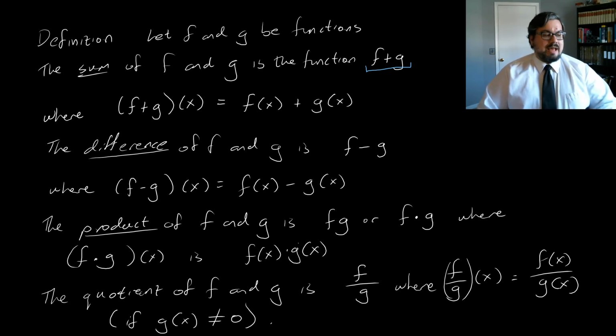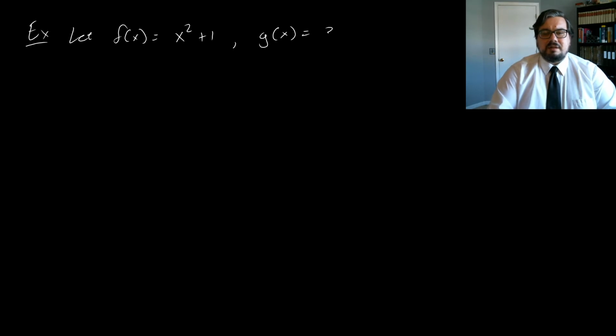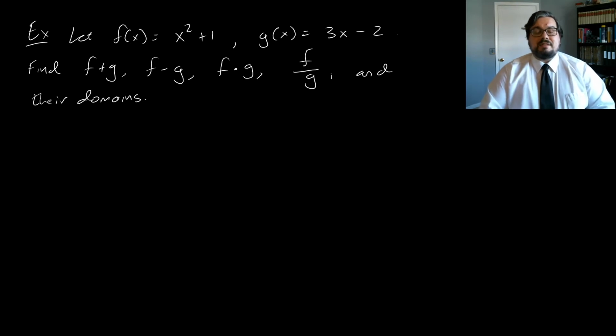Okay, so let's look at a few examples. Let f of x be x squared plus 1 and g of x be 3x minus 2. Let's find f plus g, f minus g, f times g, and f divided by g, and their domains. Let's start with just finding the four functions that we have here.